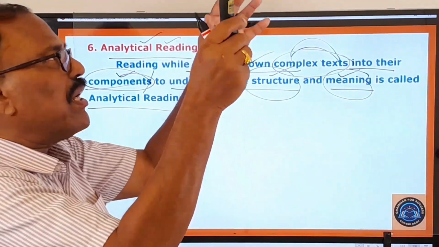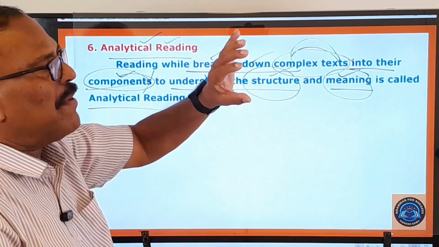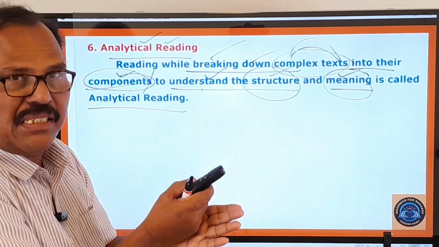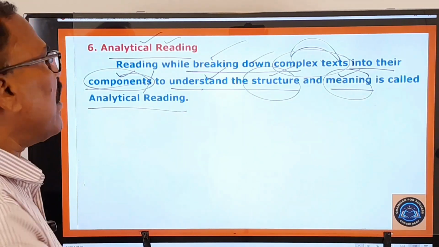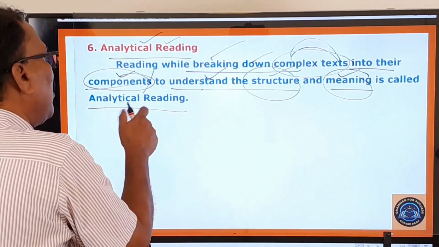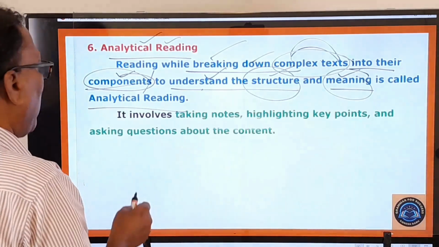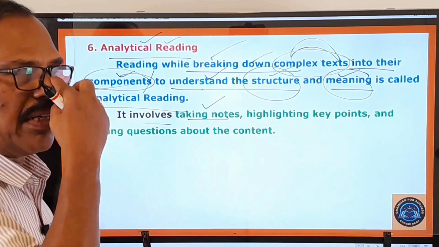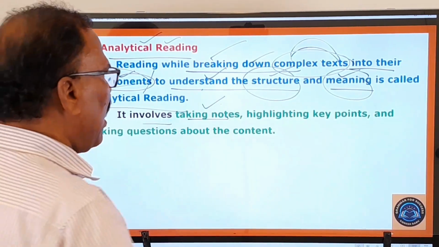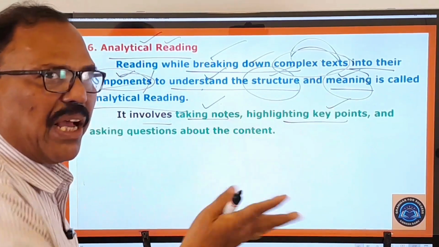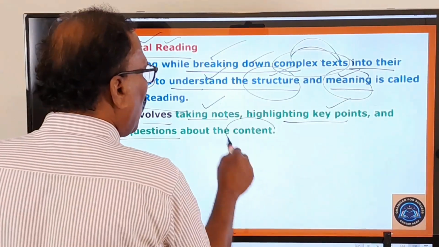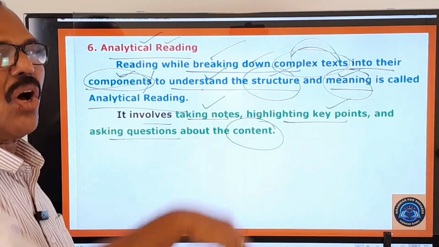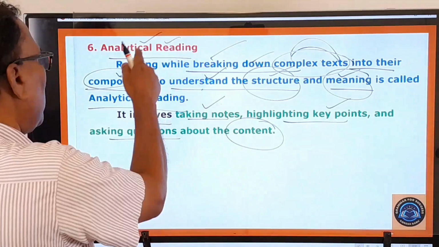Only whenever you can break that passage into pieces, then only you can understand the meaning of the entire passage. Because it is a very difficult text, okay, it's a very complex text. So that's why this kind of reading is called analytical reading. Okay, and next point about this is it involves taking notes. What do you do? You take notes. While reading the passage, you will be taking down the notes and highlighting key points, important points you will be highlighting, and then asking questions about the content. So all these things you will be doing while reading that passage, that complex text. So that is why it is called analytical reading.